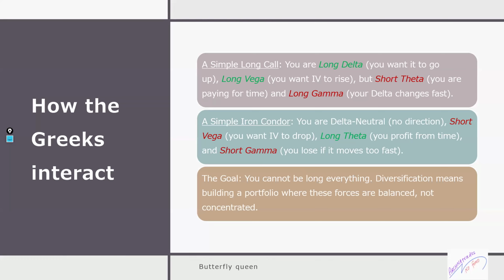And again, you are short gamma in the sense that if it moves too fast, the gamma hits you, because the acceleration occurs in your delta, and because you're delta neutral, it goes against you. So the goal, if you understand how each strategy is, if you buy a call and if you have some iron condors in it, you are not right.